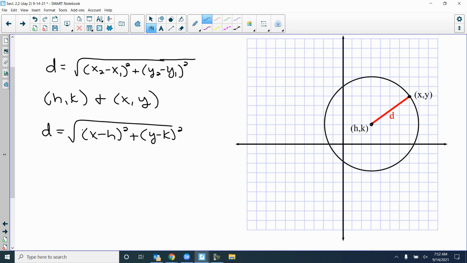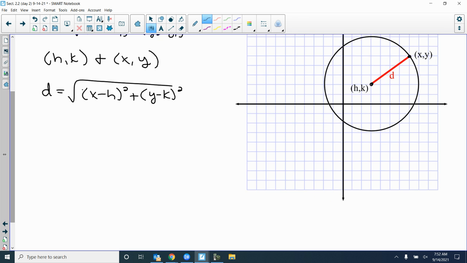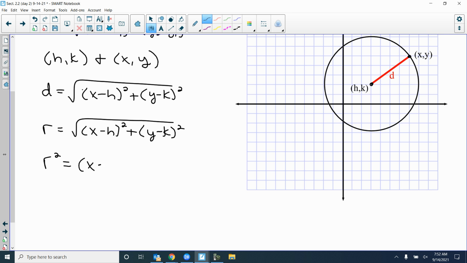quantity squared for that. Well, that distance is the same as what for the circle? That would be equivalent to its radius. So I could take d and replace it with an r. So the radius is equal to the square root of x minus h squared plus y minus k squared. Last thing we're going to do for this one: what happens if I square both sides? It gets rid of the radical. So r squared equals x minus h squared plus y minus k squared.